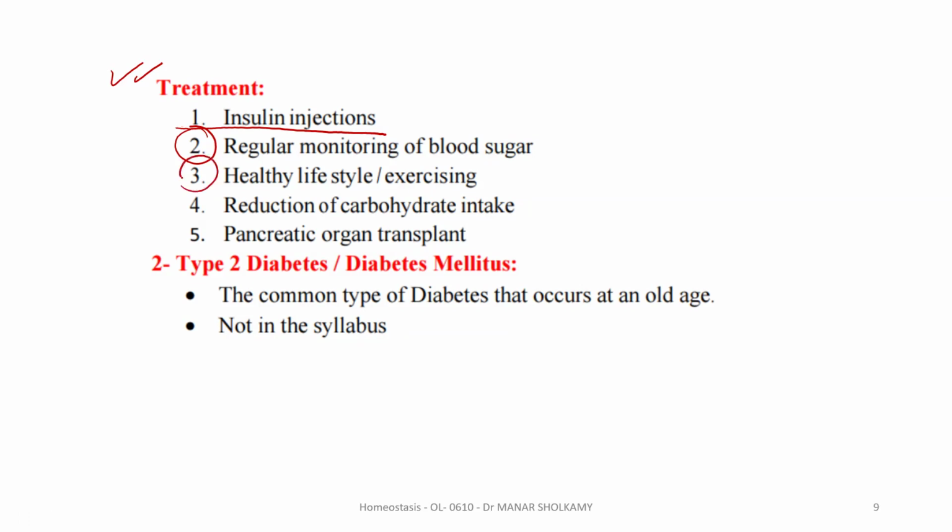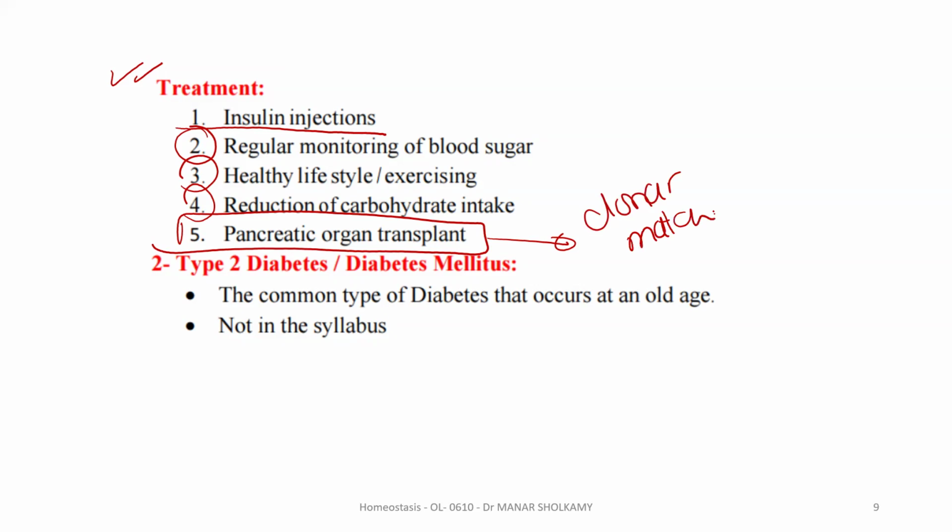They have to follow a healthy lifestyle, whether they like it or they don't. If they're overweight, they have to lose weight. They have to reduce their carbohydrate intake. And number 5, if all this is not working, they will need to do a pancreatic organ transplant. Of course, they need to find a donor first, and they need to match this donor and then do the surgery. And this can be a life-saving surgery.